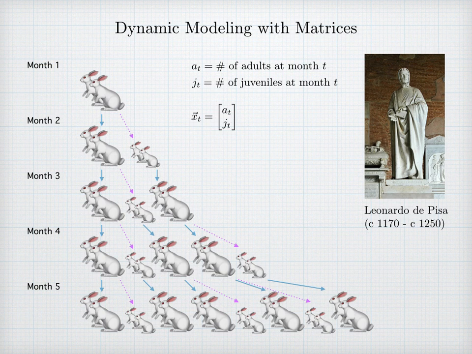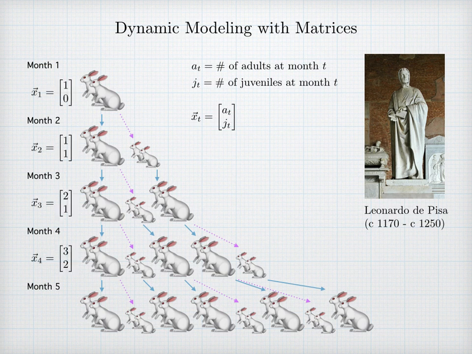Because the state of our system each month is characterized by multiple values, we will actually create a sequence of state vectors, each of which contains the values of our state variables. The state vector x sub t will consist of A sub t and J sub t.